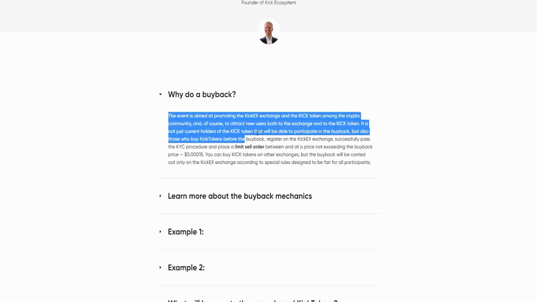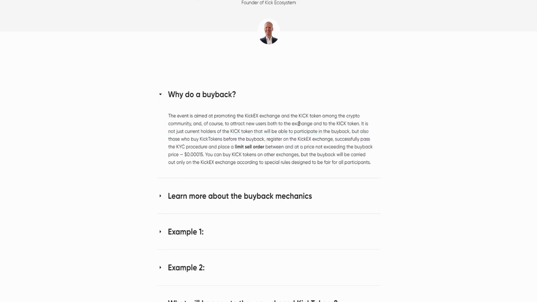The event is aimed at promoting the KickEX exchange and the Kick token among the crypto community, and of course to attract new users both to the exchange and to the Kick token. It's not just current holders of the Kick token that will be able to participate in the buyback, but also those who buy Kick tokens before the buyback.